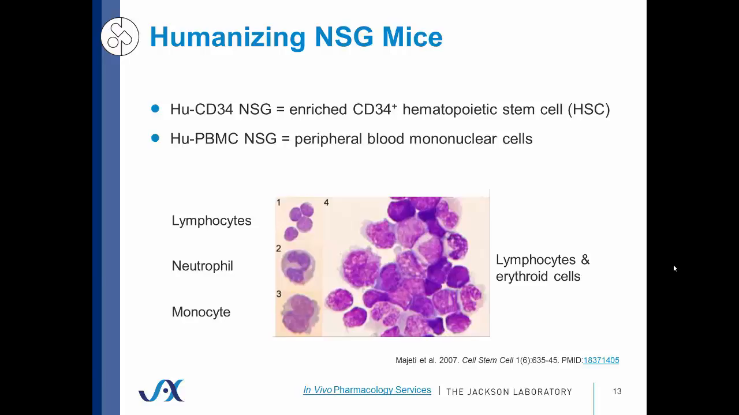And then the third model is what we call the PBMC NSG, which stands for Peripheral Blood Mononuclear cells that are engrafted into the periphery of these animals. And we'll talk more about the differences in these models in just a moment.